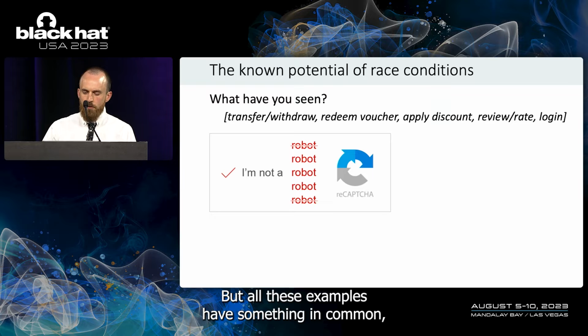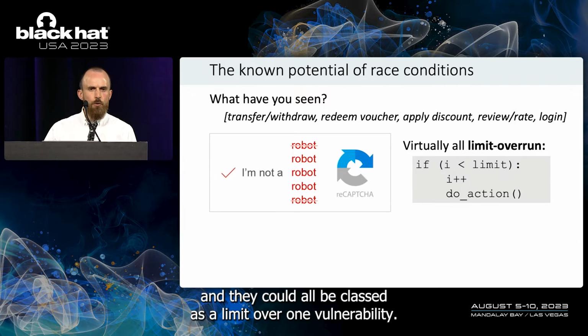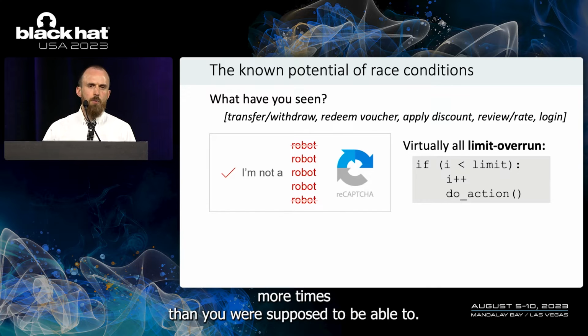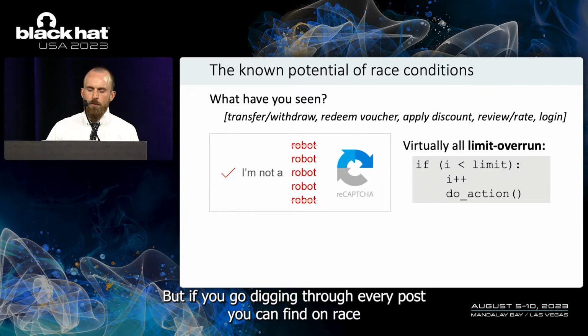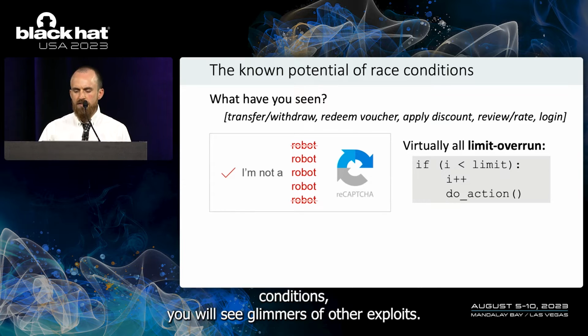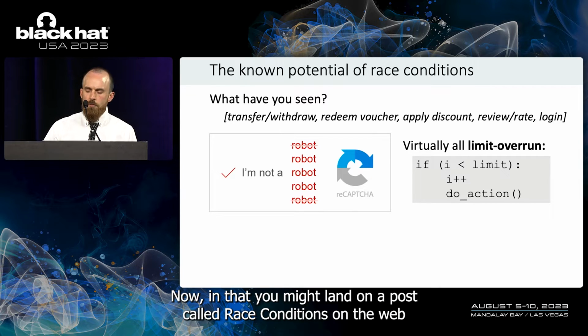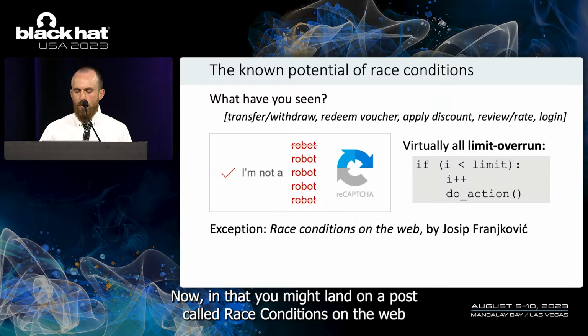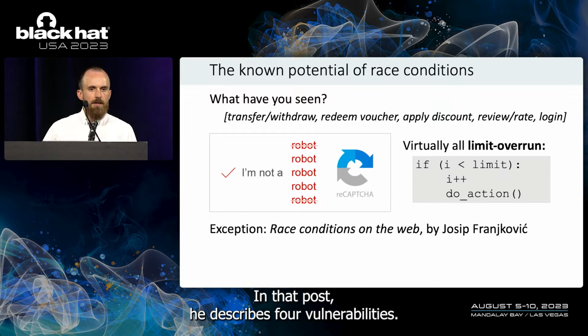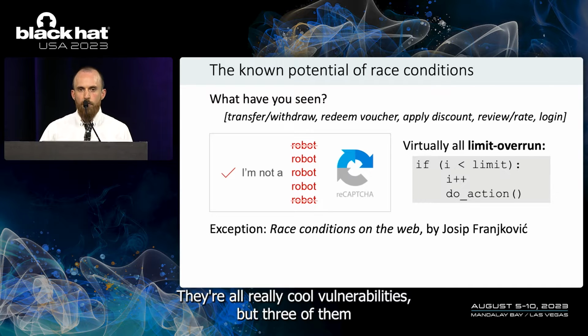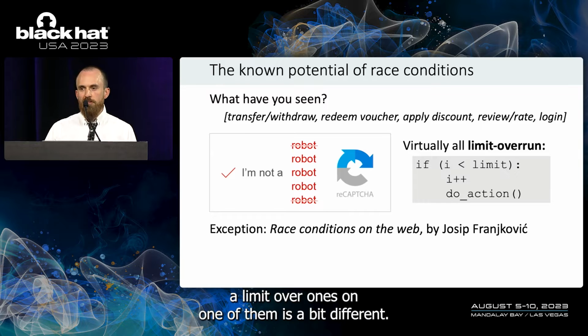But all these examples have something in common. They could all be classed as limit-overrun vulnerabilities. They're all about doing something more times than you're supposed to be able to. But if you go digging through every post you can find on race conditions, you'll see glimmers of other exploits now and then. You might land on a post called Race Conditions on the Web by Josip Frankovic. In that post, he describes 4 vulnerabilities. They're all really cool vulnerabilities, but 3 of them are limit overruns, and 1 of them is a bit different.